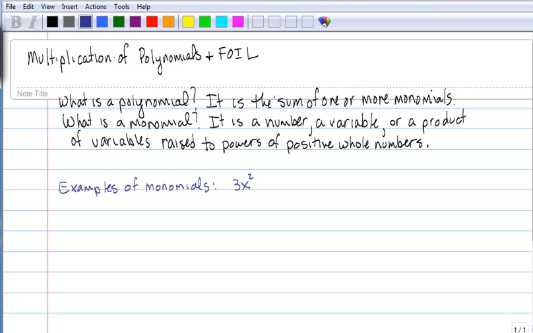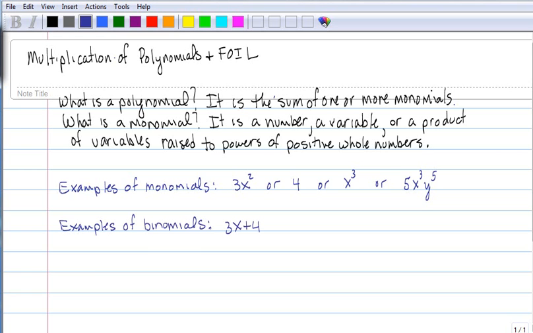Examples of monomials, like for instance 3x squared. The exponent is positive, and it's a product of a number and a variable. Here's a few more. You could just have a number, you could just have a variable, or you can have a combination of all three as long as all your exponents are not negative and not decimals.